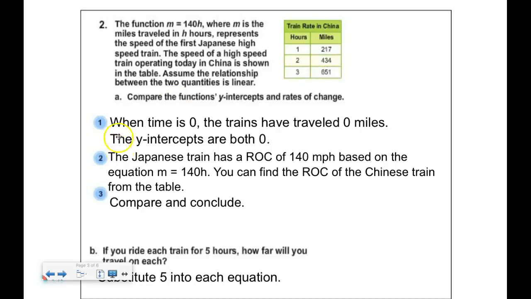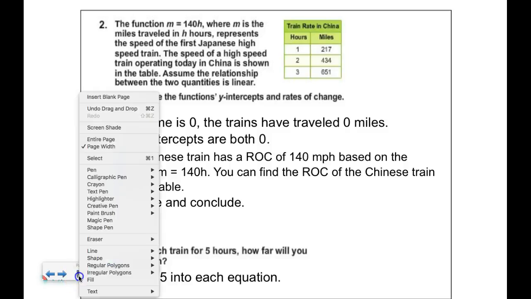First of all, when something like this has time as one of the factors, it is safe to assume that we're going to start at 0 minutes or 0 seconds or 0 whatever the units of time being measured. So you could also safely assume that at a time of 0, neither train has started yet, so they have not covered any miles at all, which would mean that at point number 1, when time is 0, the trains have traveled 0 miles. So what does that mean? It means the y-intercepts are both 0.